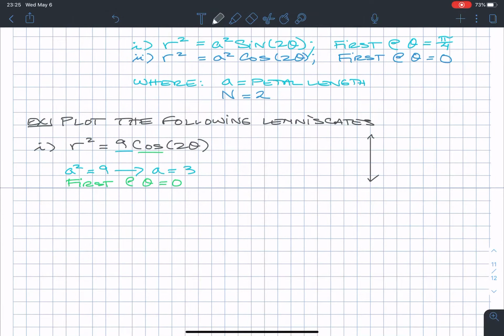Okay, and since there's only 2 petals, they're always in the opposite direction from one another, because I divide 360 degrees by 2, and we get an infinity shape, or a lemniscate, or a bow tie. There you go. That's the cosine lemniscate. It's always oriented along the x-axis, of course, because it's cosine.